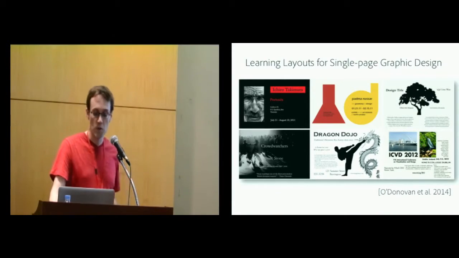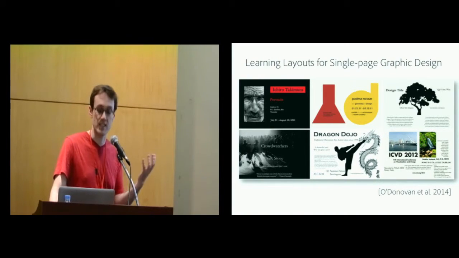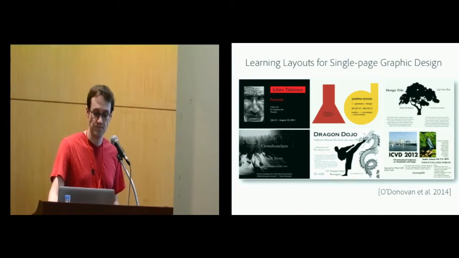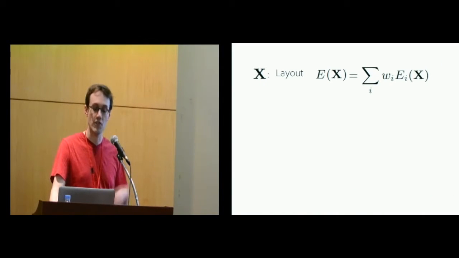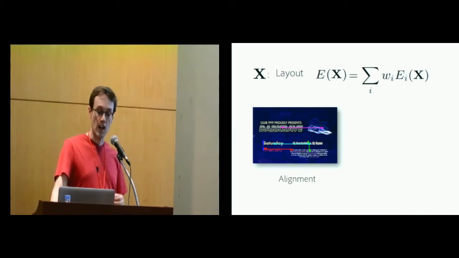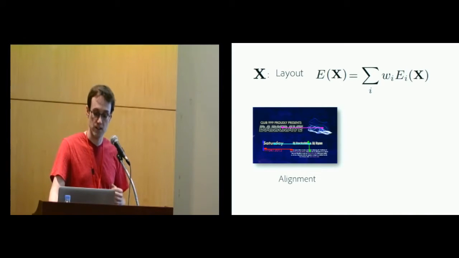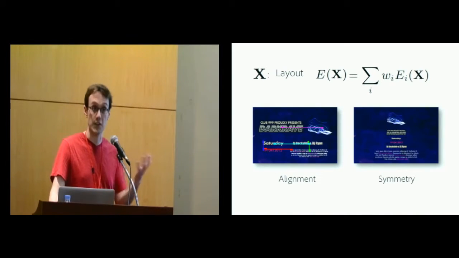So last year, we published a graphic design layout model, which can automatically generate layouts in a variety of styles, such as those shown here. To model a layout, we use an energy-based function, which evaluates a layout X using energy terms, which encode different design principles. So for example, there are terms which measure the alignment of elements, or the symmetry, among others.